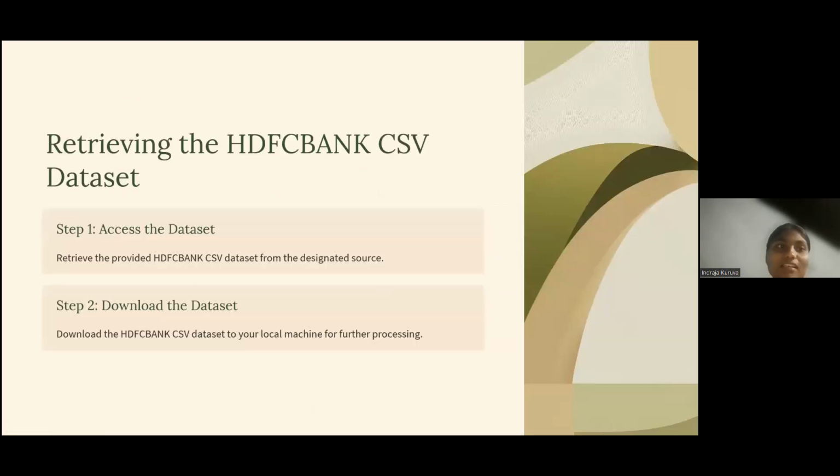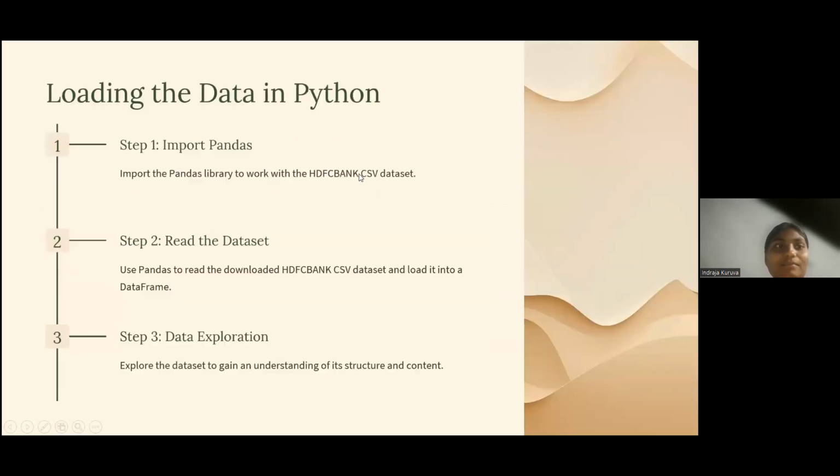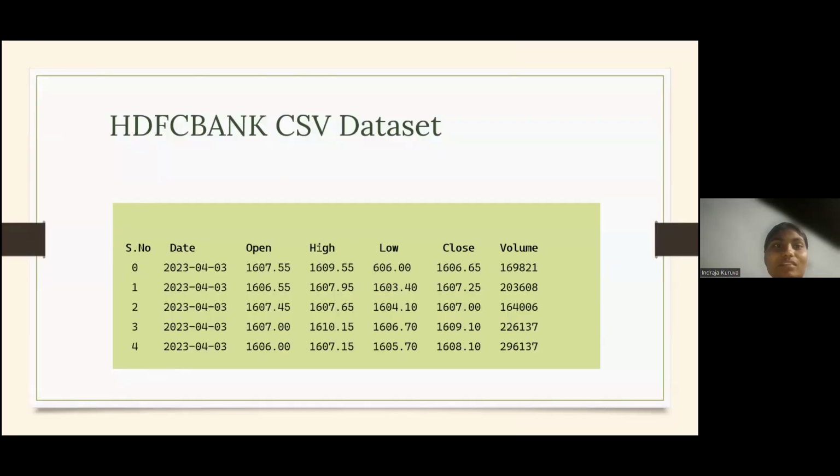And coming to our presentation, we need to retrieve the HDFC Bank CSV dataset using Python and plot the trend lines. For retrieving the data, we need to access the dataset and download it. For loading the data in Python, we need to import pandas to read the dataset, and then do data exploration, where we explore the data and see what's in it.